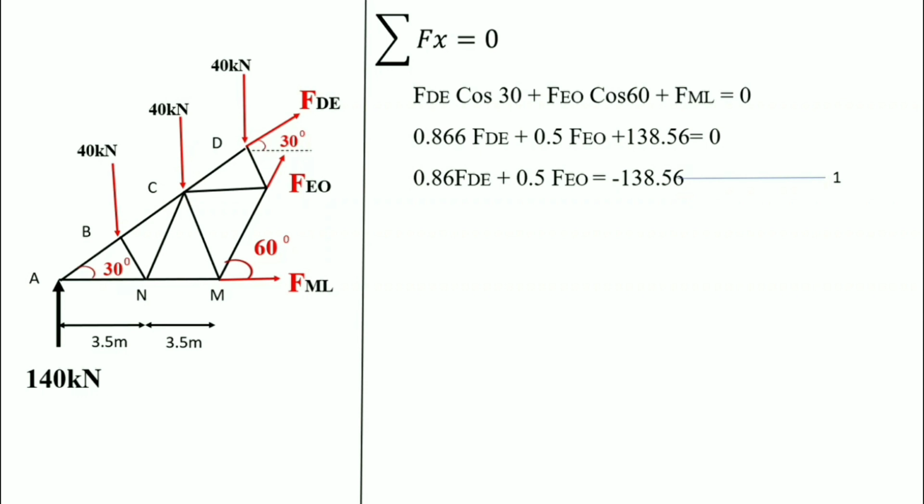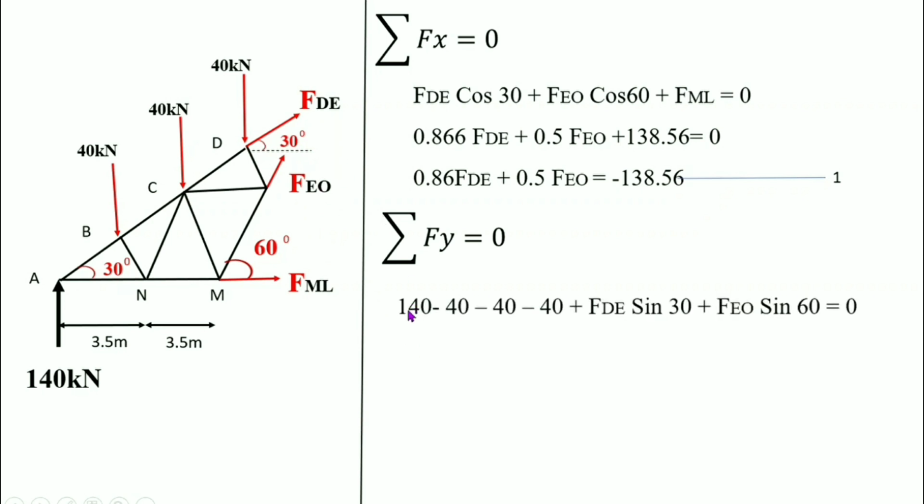Next, we want to find the total vertical force equal to 0. That is sigma Fy is equal to 0. The vertical forces acting are these 3 40 kN and the upward vertical force 140 kN, and FEO sin 60 degree and FDE sin 30 degree. That is 140 minus 40 minus 40 minus 40 plus FDE sin 30 plus FEO sin 60. The minus sign indicates we take all the upward force as positive and downward force as negative. Put it as equation number 2.